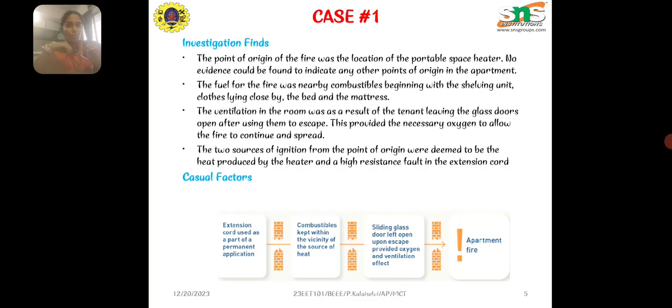The two sources of ignition from the point of origin were deemed to be heat produced by the heater and also a high resistance fault in the extension cord. So the main causal factors in this case are the extension cord being used as part of a permanent application, combustibles kept within the vicinity of the source of heat, and the sliding glass door opened upon escape, which provided oxygen and a ventilation effect. These are the causal factors of the apartment fire.